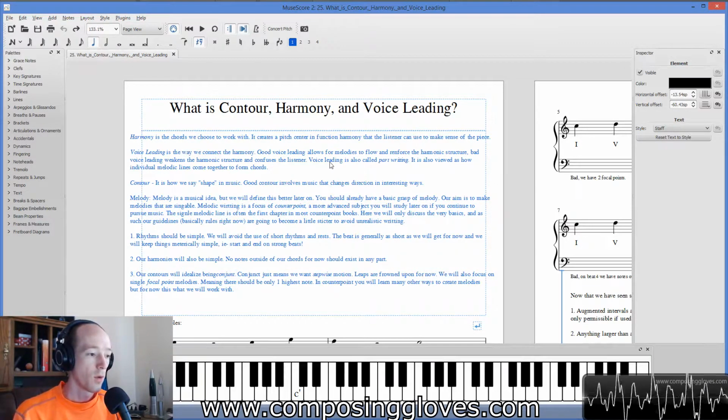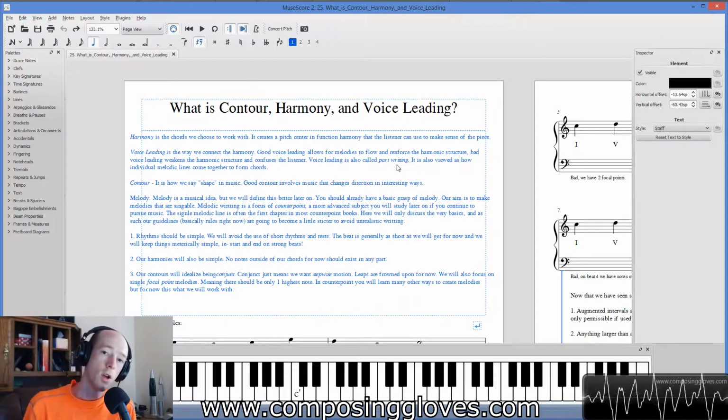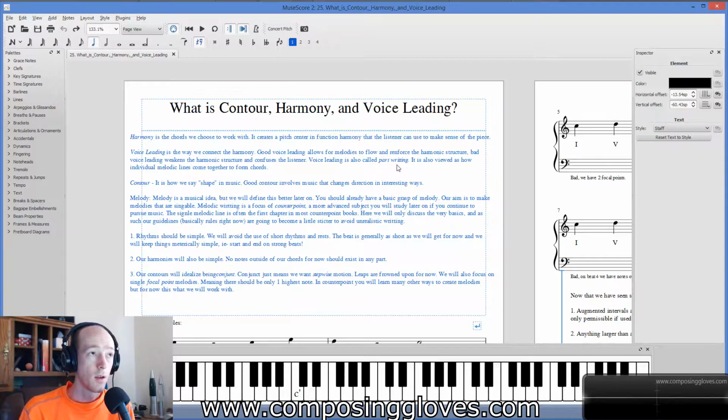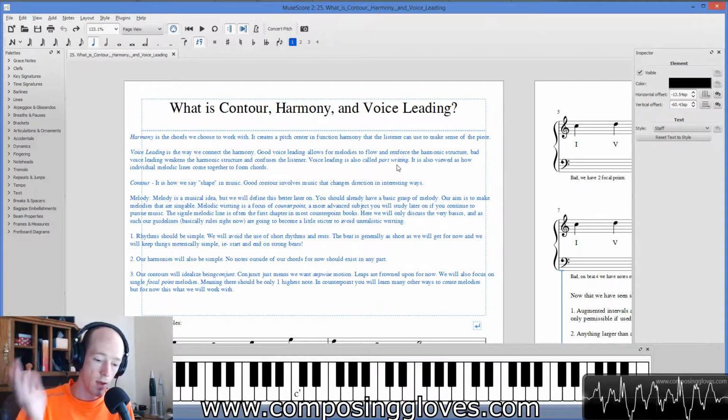So, voice leading is also called part writing. And you might be going, well, why does that have a different name? But it pretty much means the same thing. Well, part writing, let's say you've got some strings: a violin, a viola, a cello, and a bass.